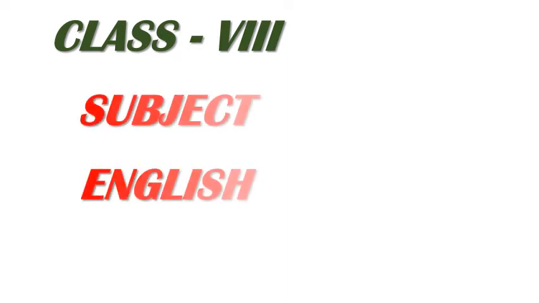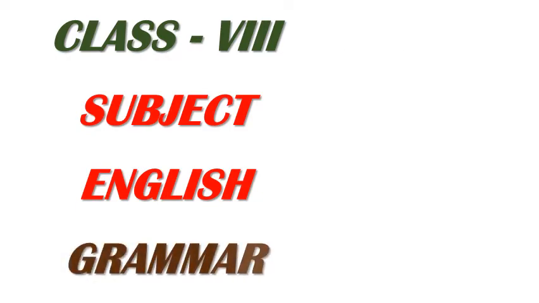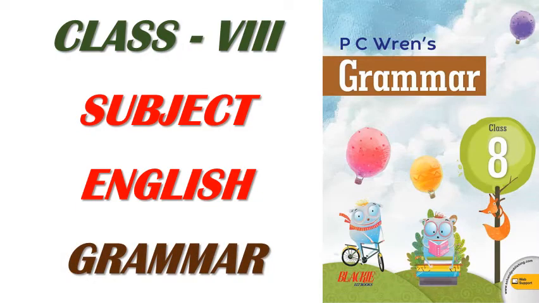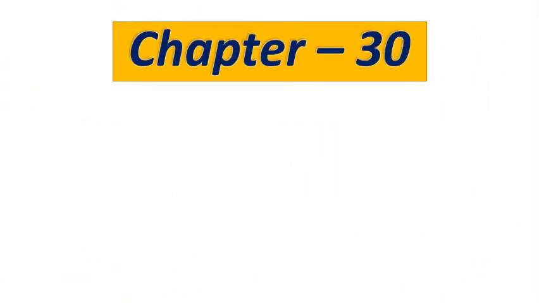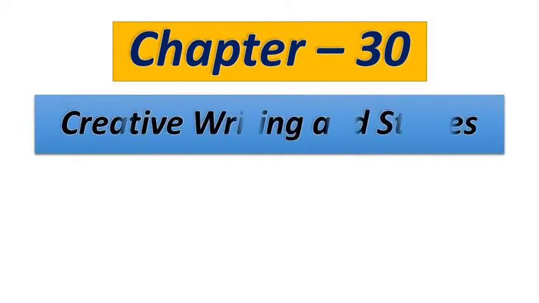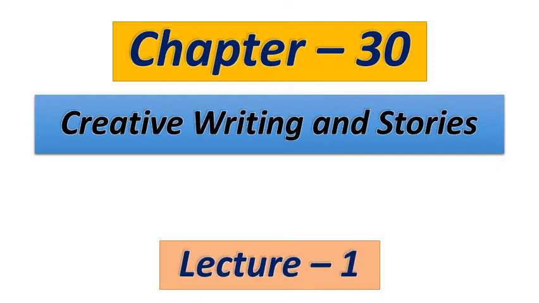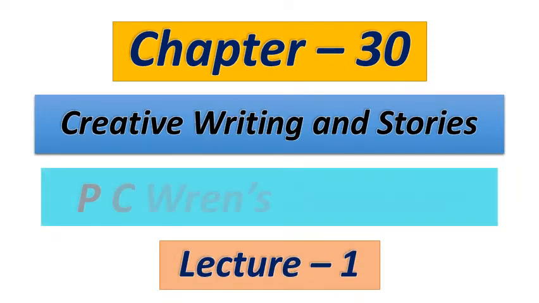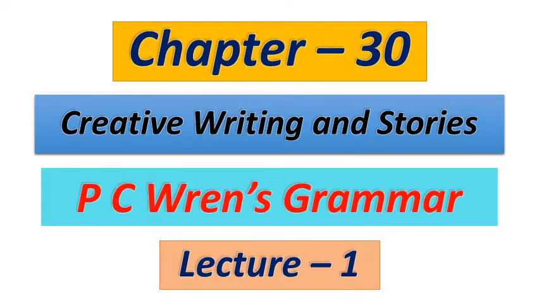This video is for the students of class 8, subject English. And today in this video, we shall cover one grammar topic. This is our chapter number 30 and the name of the chapter is Creative Writing and Stories. This is my lecture number 1 of the same chapter and this chapter is taken from P.C. Wren's grammar book. Students, today in this video we shall learn meanings, types and elements of story writing, that is a part of writing skill.